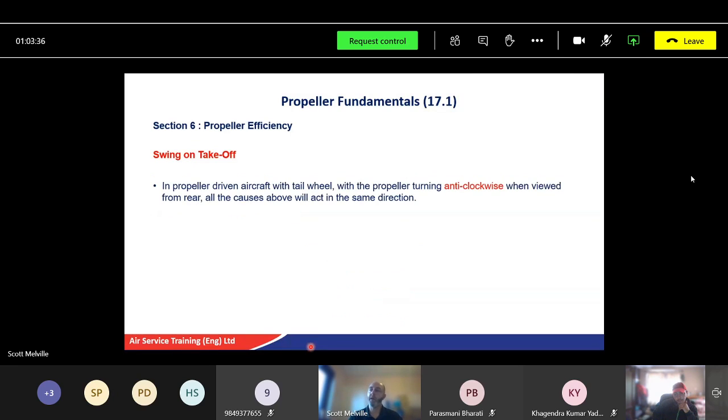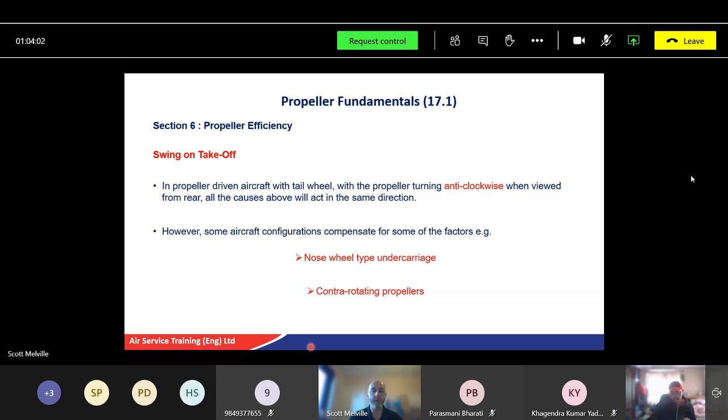So, in a propeller-driven aircraft with a tail wheel, the propeller turns anti-clockwise when viewed from the cockpit, and all the causes I just mentioned will act in the same direction. So some aircraft configurations compensate for that. They'll use a nose wheel type of undercarriage, or they might even use contra-rotating propellers, a propeller behind the propeller on the same hub. Again, that adds a lot of weight, but by contra-rotating the propellers, the airflow, the gyroscopic effect and the torque effect all cancel each other out.